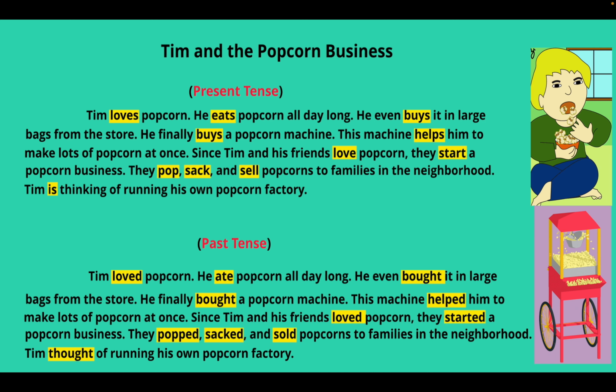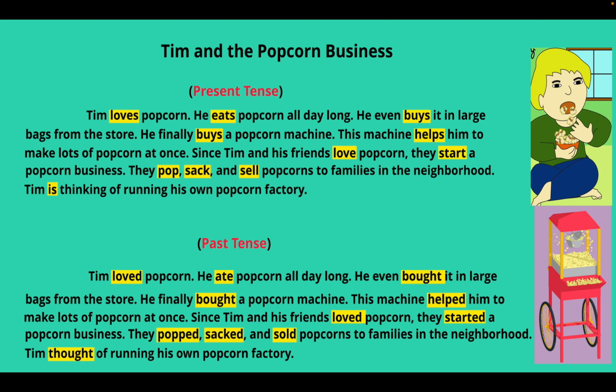He loved popcorn. He ate popcorn all day long. He even bought it in large bags from the store. He finally bought a popcorn machine. This machine helped him to make lots of popcorn at once. Since Tim and his friends loved popcorn, they started a popcorn business. They popped, sacked, and sold popcorns to families in the neighborhood. Tim thought of running his own popcorn factory.